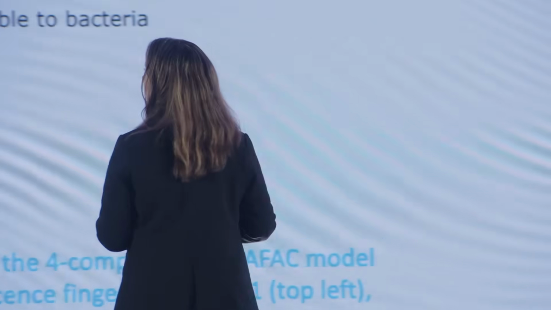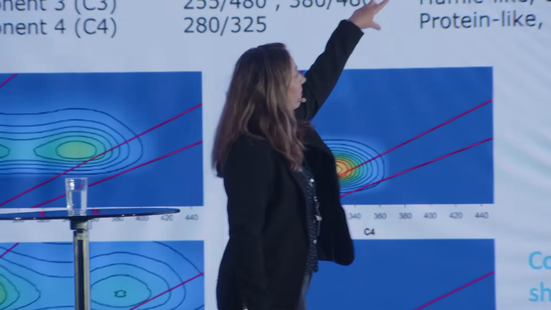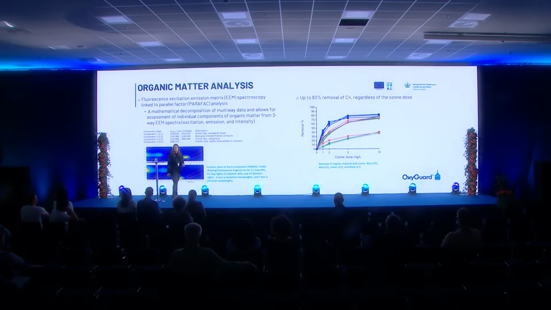So because for us organic matter is important, we wanted to take a deeper look at what is inside the organic matter. So we used fluorescence excitation emission matrix spectroscopy and PARAFAC analysis in order to identify the different components that are inside the organic matter. This analysis revealed 4 components: 2 humic, 1 biological, and 1 protein-like.